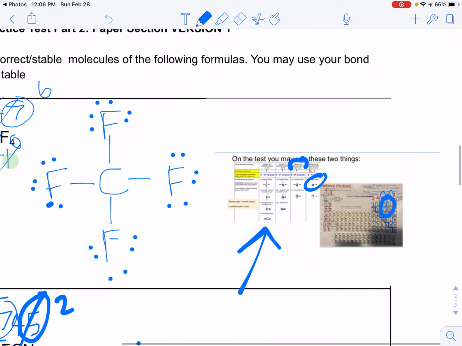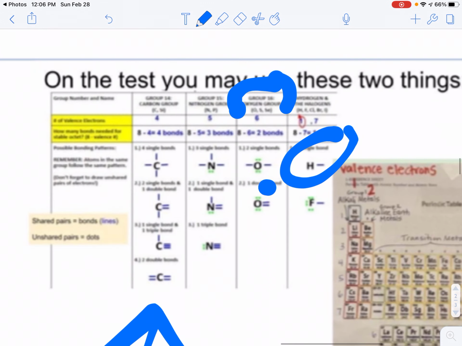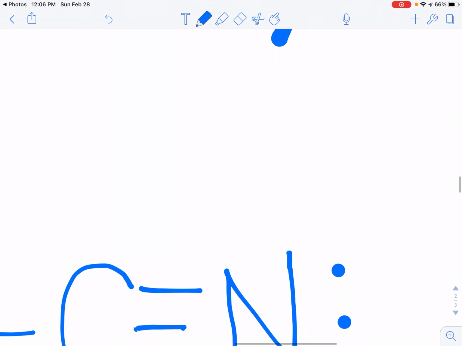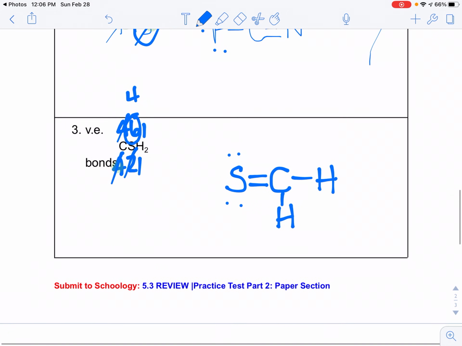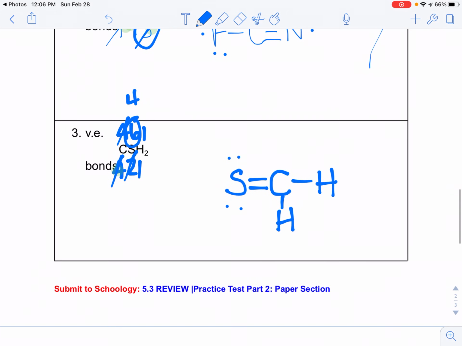So sulfur looks like oxygen. In this case, that sulfur is looking like that one, the 4 green dots. On mine, they're blue. And then hydrogen, 1 and 1, that means there's no dots because the 1 valence electron it has is in the bond.